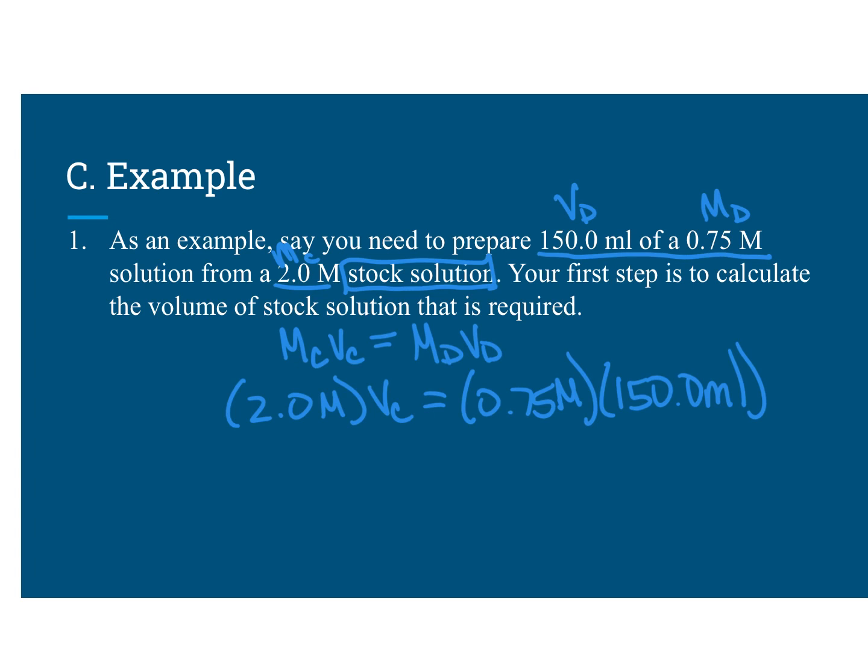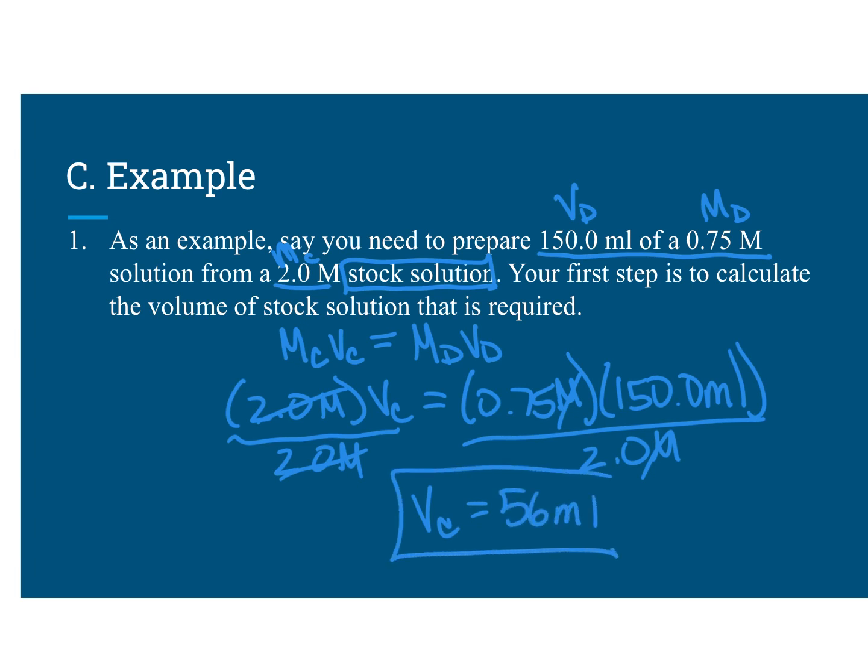Now, when you're doing this, it's important to remember that your units need to match. So volume could be in milliliters or liters. It could even be in gallons. It really doesn't matter as long as the units match. So I need to divide both sides by 2.0 molarity. And then I need to multiply 0.75 times 150 and divide it by 2. And the volume needed to start with of my stock solution will be 56 milliliters when I do my division.